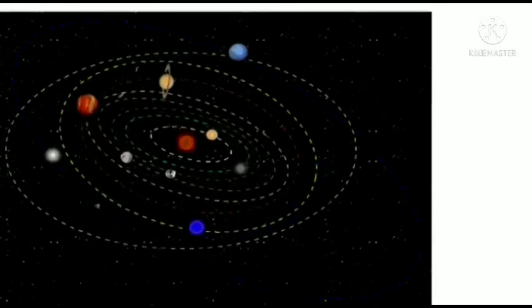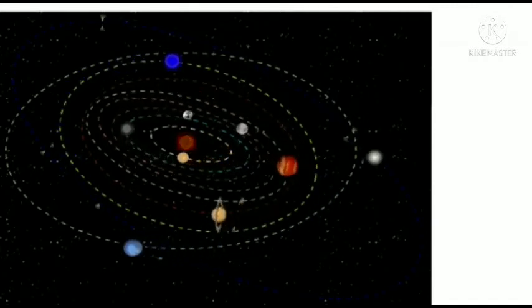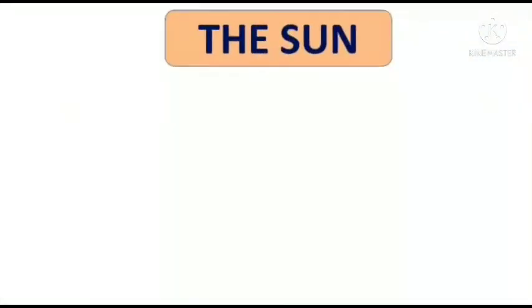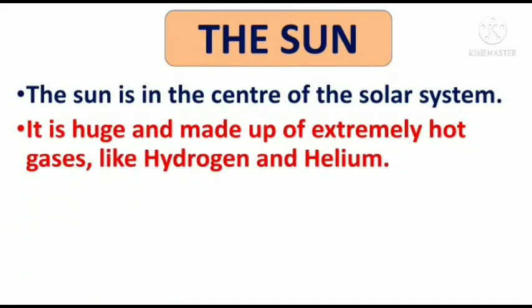revolves around the Sun, okay, and Earth is the third planet, and the first one that we have, the very important one, is the Sun. So the Sun is the center of the solar system. As you read in the earlier classes, it is huge and made of extremely hot gases like hydrogen and helium. The main gases, hydrogen and helium, are found in huge amounts in the Sun.